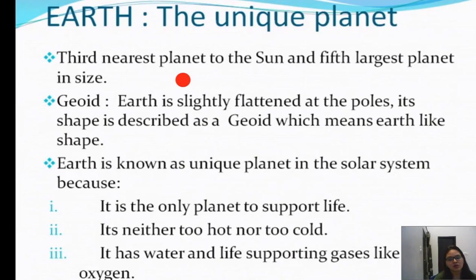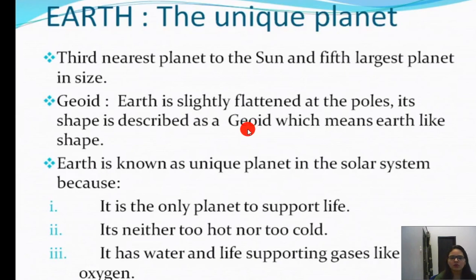Geoid. What is geoid? Geoid is the shape of the Earth. Earth is slightly flattened at the poles. It means it is slightly pressed towards the poles. Its shape is described as a geoid. If I ask you what is the shape of Earth, you will answer geoid, which means Earth-like shape.